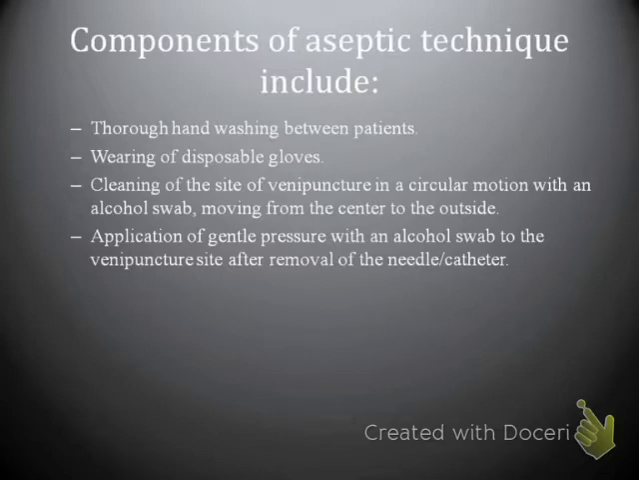And the application of a gentle pressure with an alcohol swab to the venipuncture site after removal of the needle or catheter. And so once you pull the needle out, a lot of the times we have just a tendency to just put a 2x2 and some tape on it. But actually, we need to put gentle pressure with an alcohol swab. Even though it may burn and sting slightly, it will maintain that this area is clean for preparation to put a bandage on.